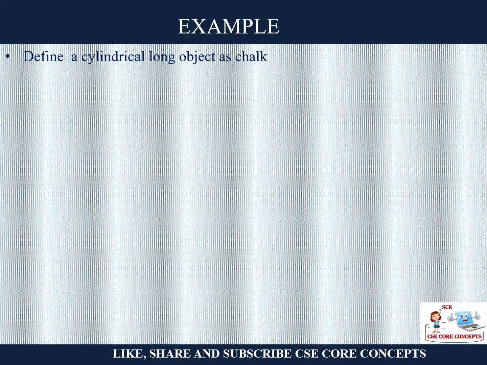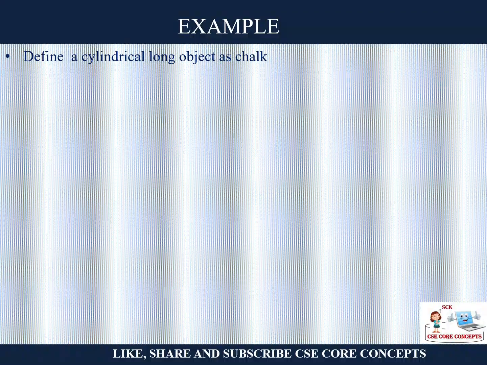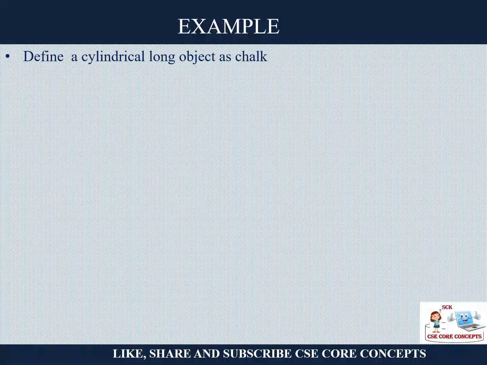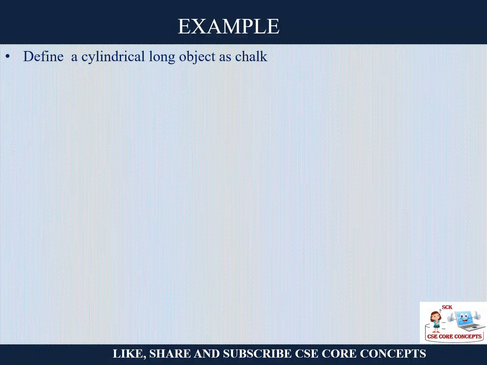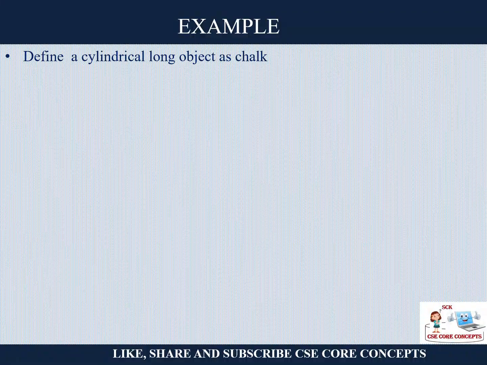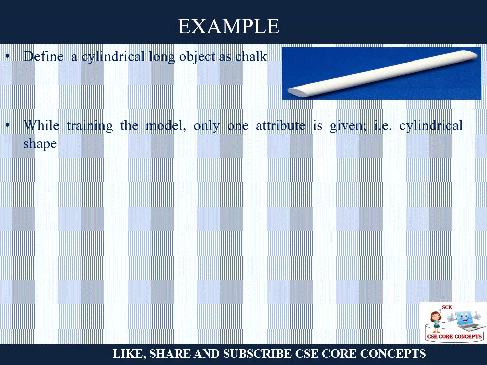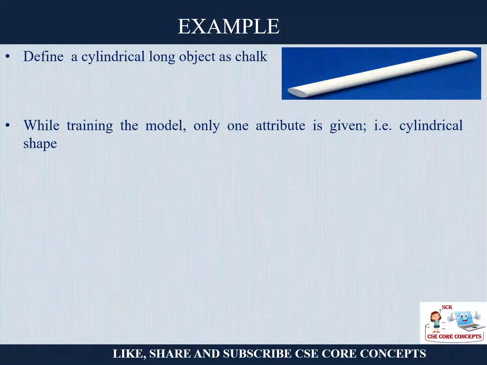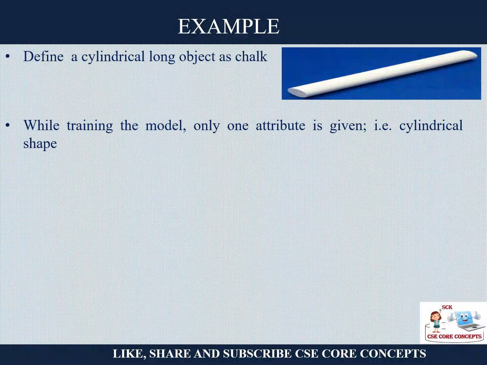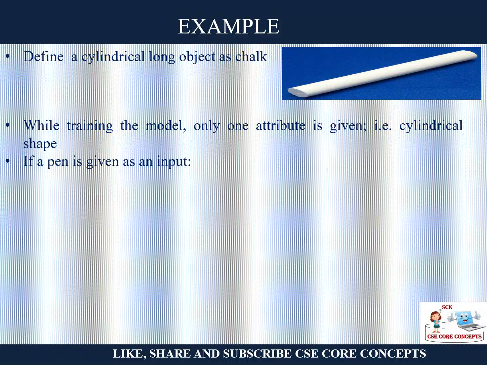Let me explain with a proper example. What happens when you have an overfitted or an underfitted model? Let us define a chalk as a cylindrical long object. So cylindrical long defines the shape of the chalk. That is how I am giving an attribute for a chalk, right? While training the model, you train it based on only one attribute, the shape of the chalk, that is, cylindrical. So you have told your model that if you get anything cylindrical in shape, consider it a chalk, because you used only one attribute. That's enough. Now let's see what the model is doing.